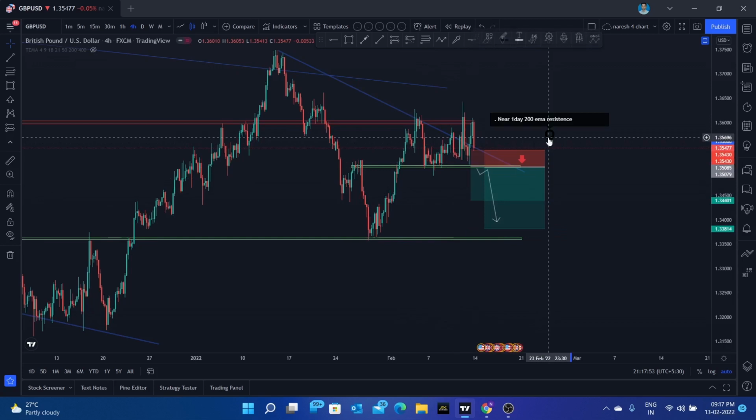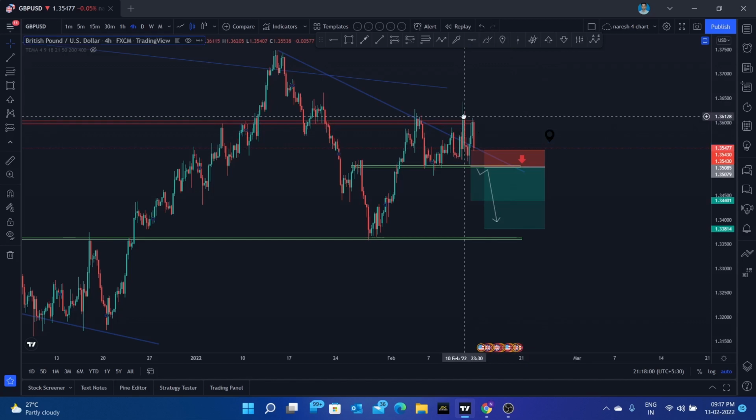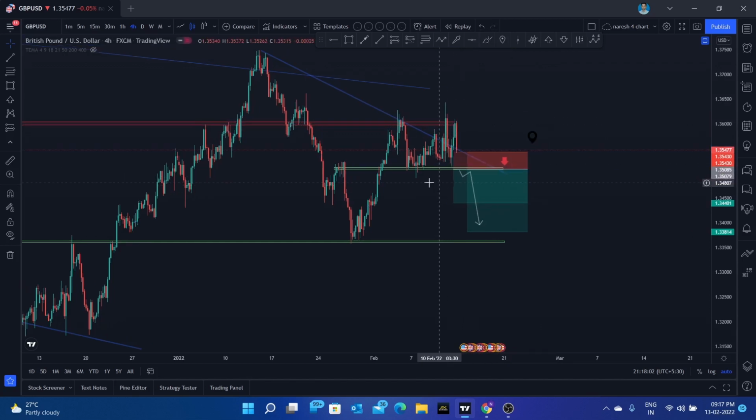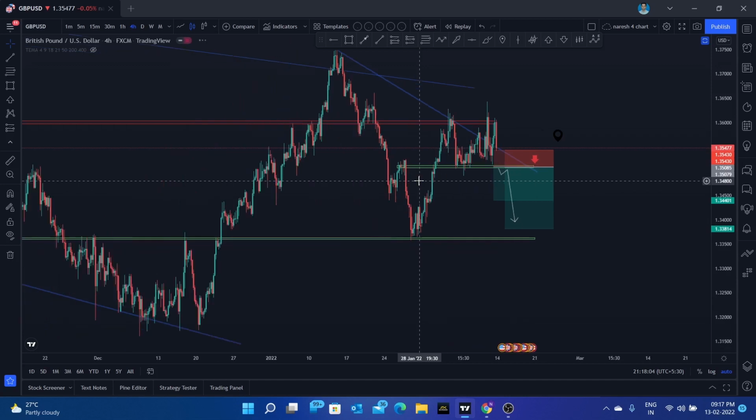Only look for down entries. And I have also marked here near the 1 day 200 EMA resistance. So this would be the 200 EMA resistance. So we can go for no short entry only in this area, guys, in this GBPUSD.